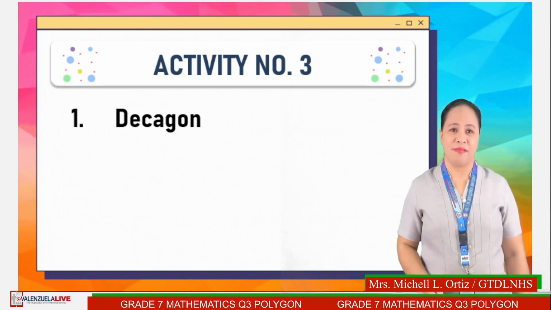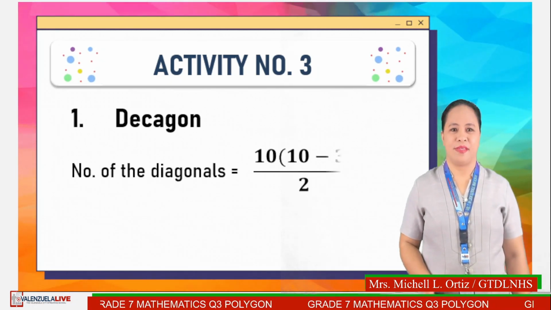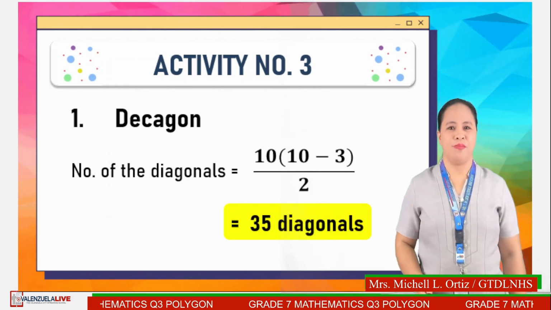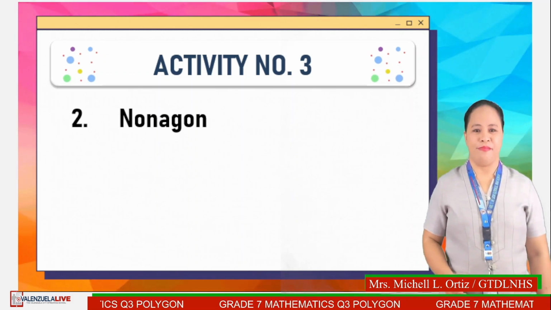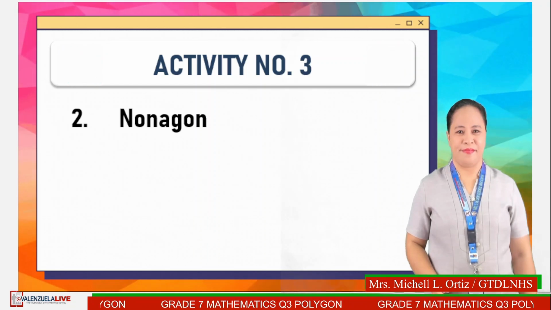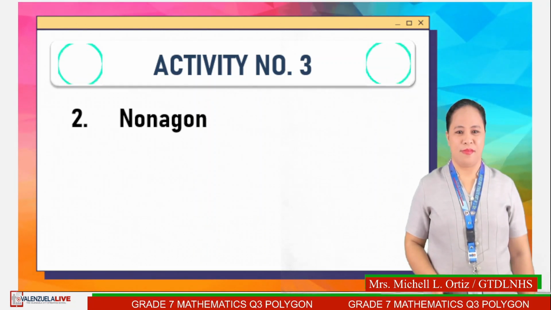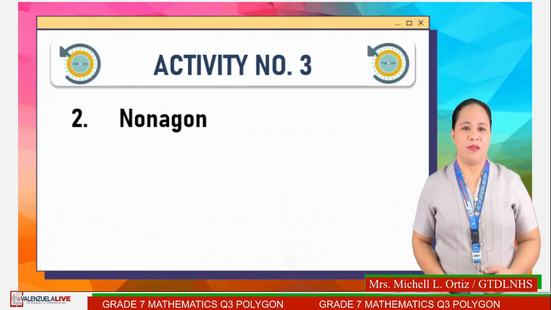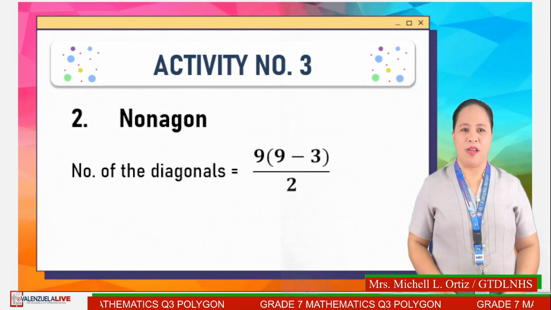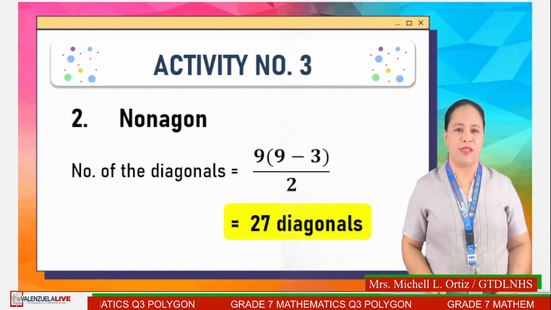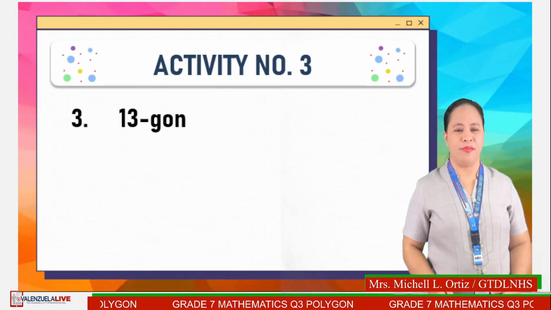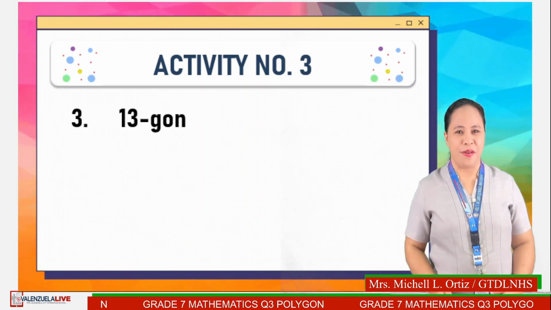Correct answer is 35 diagonals. Number 2, nonagon. 5 seconds, go! Correct answer is, a nonagon has 27 diagonals. Number 3. 13-gon. 5 seconds. Go.